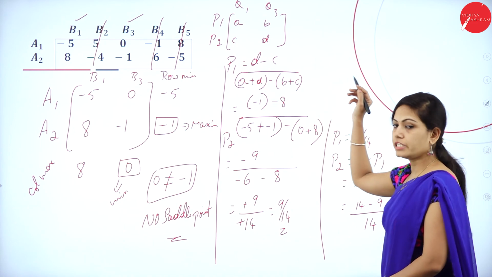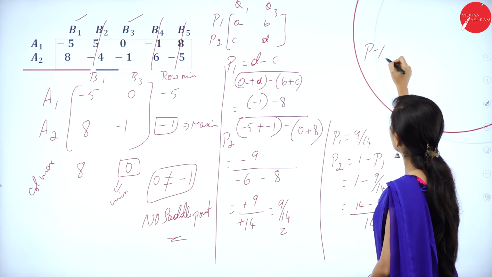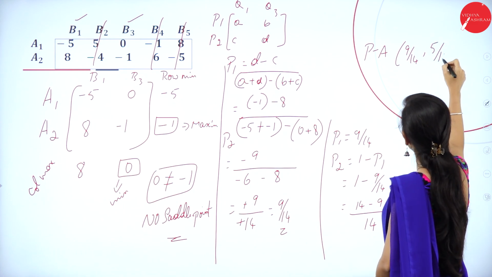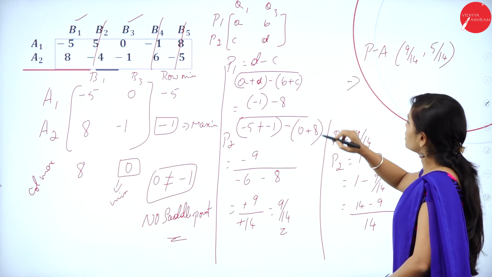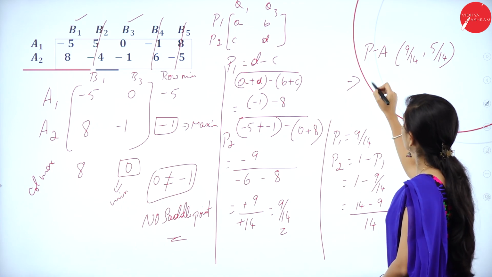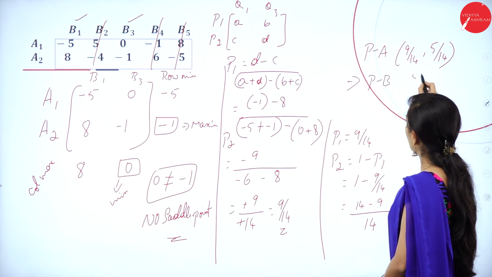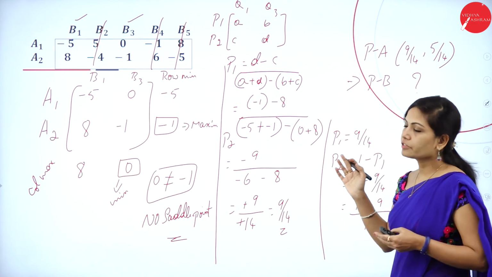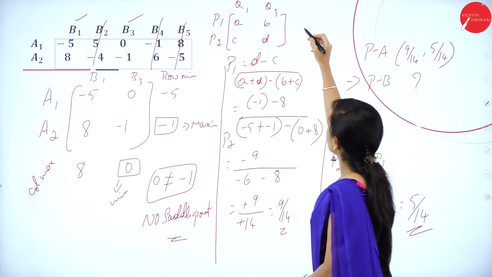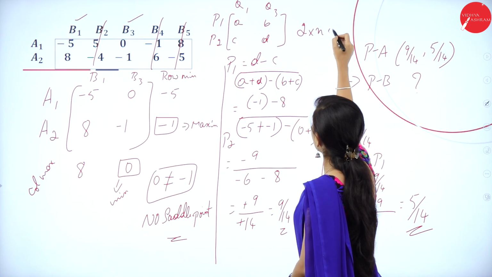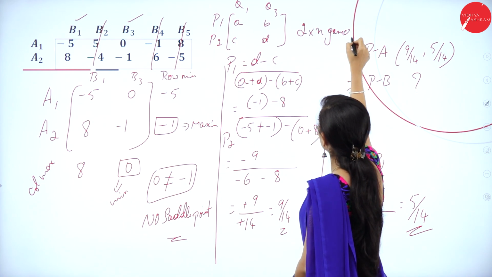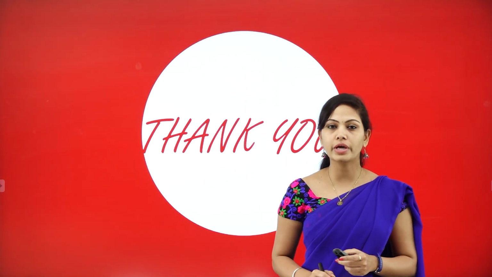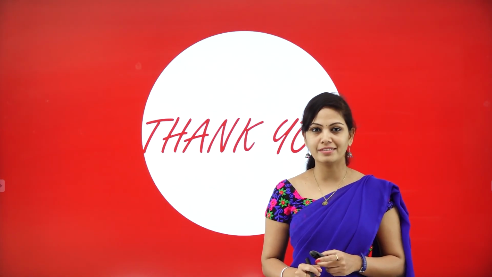Clear? It is 9 by 14 and 5 by 14. So optimal strategy for player A is 9 by 14 and 5 by 14. Now you have to find the optimal strategy for player B, and also find out the value of the game. This is your graphical method for 2 cross n games. So I have explained. In my next session, I will discuss m cross 2 games by graphical method. Thank you.